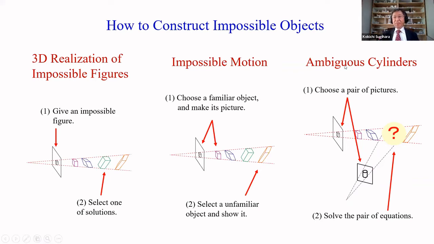The third one is ambiguous cylinders. In that case, we first choose two desired shapes and construct the equation and combine them to solve it. And in this case, the solution, if it exists, is unique because of the triangularity principle, but we can construct the impossible object like that.